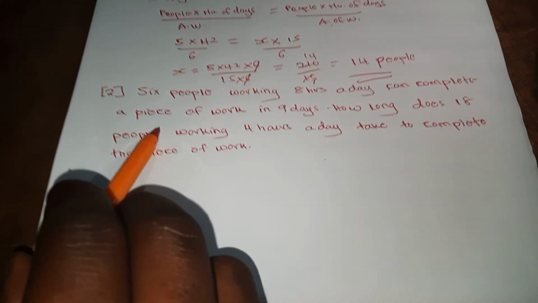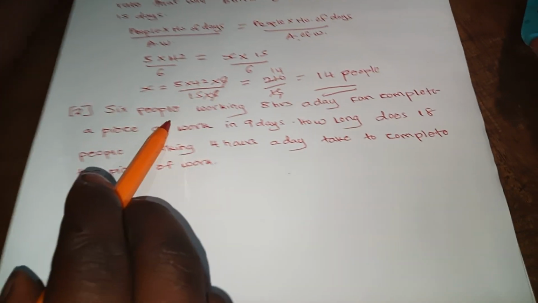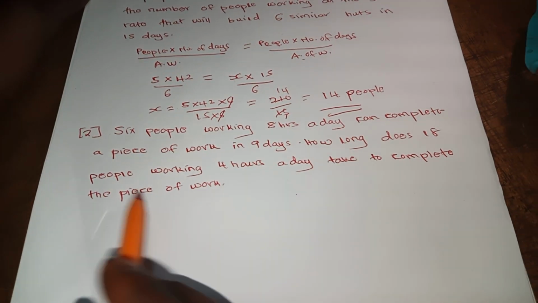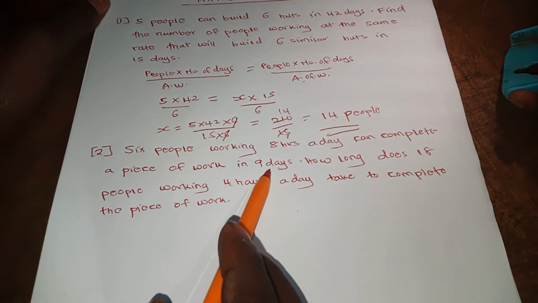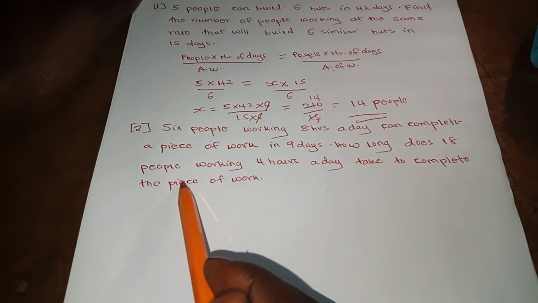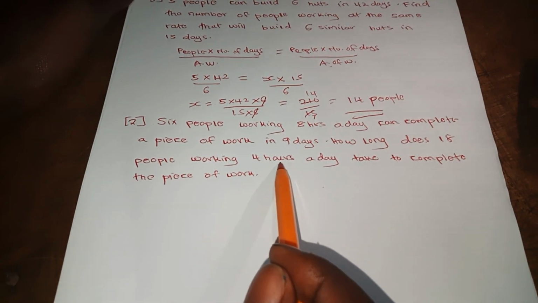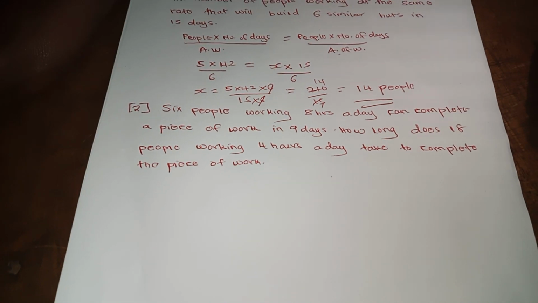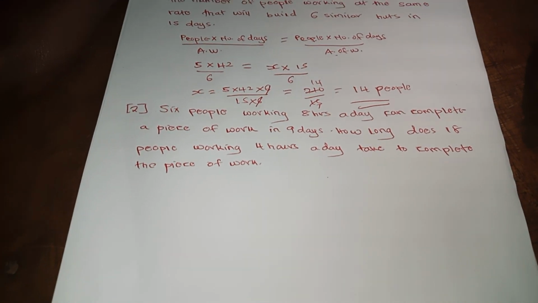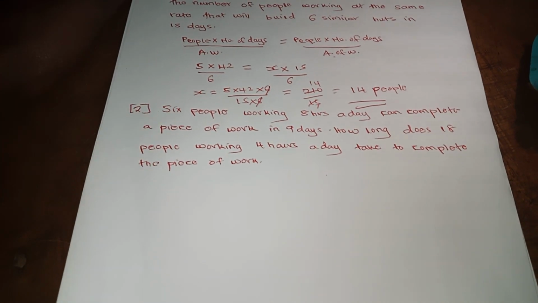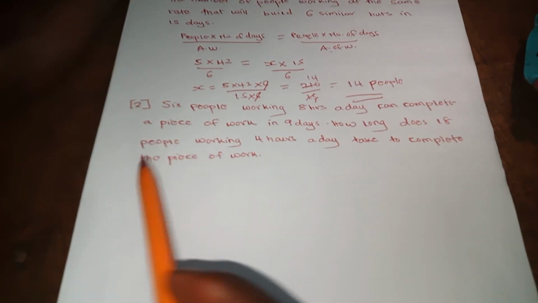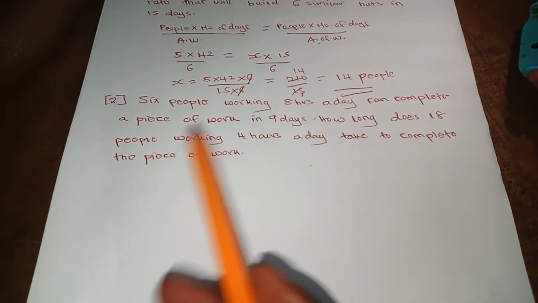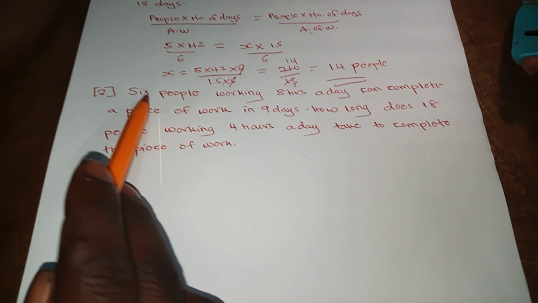The second question says, 6 people working 8 hours a day can complete a piece of work in 9 days. How long does 18 people working 4 hours a day take to complete the piece of work? You realize that the second question is not talking about amount of work. We are just trying to compare time and people and days. So we are going to have this one.